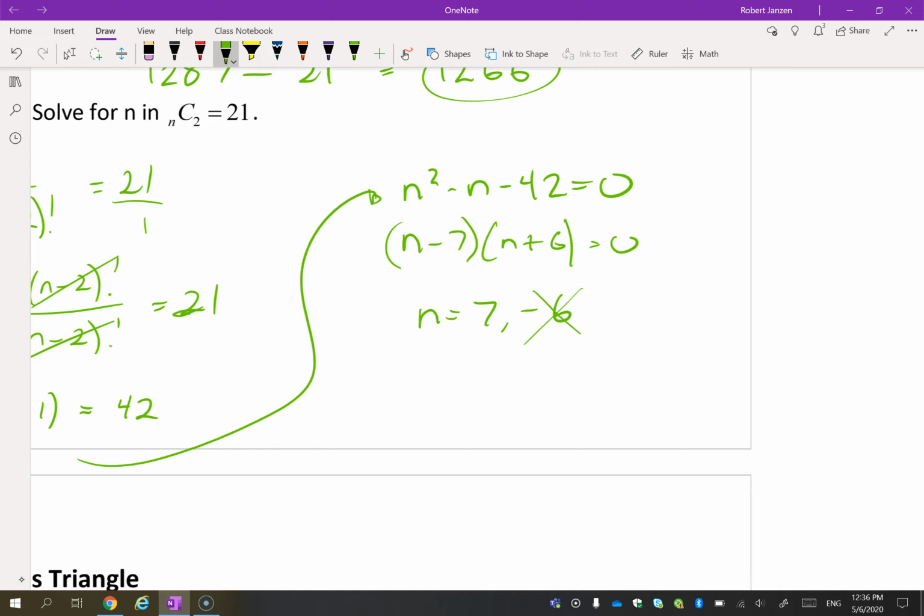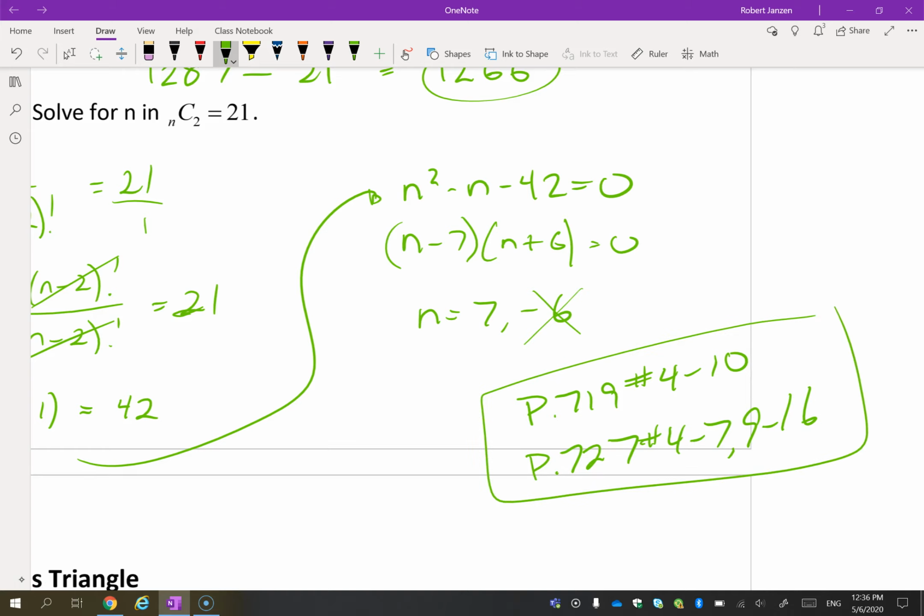All right, that is the end of permutations and combinations, sort of. So I'd like you to do page 719, 4 to 10. And page 727, numbers 4 to 7, 9 to 16. Okay, we'll do those, and then we'll get into the very last lesson of the year. All right, good luck.